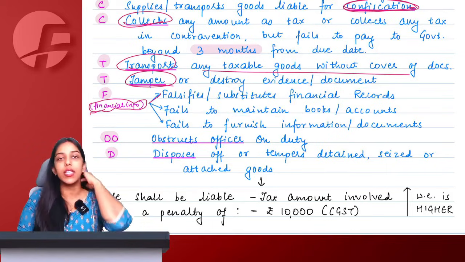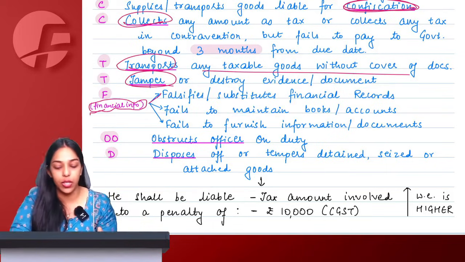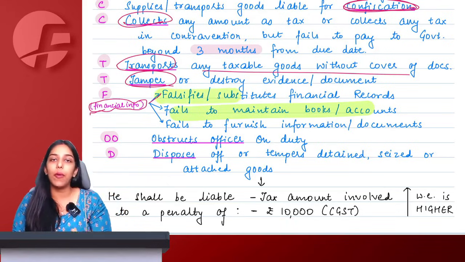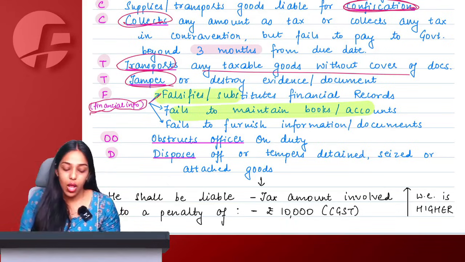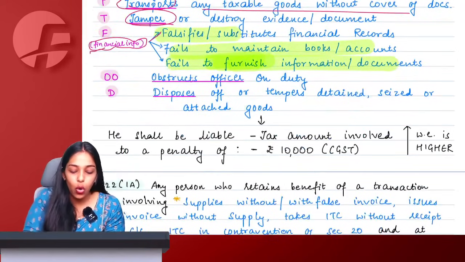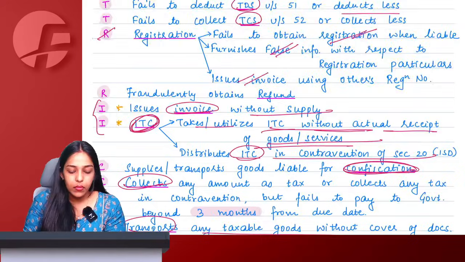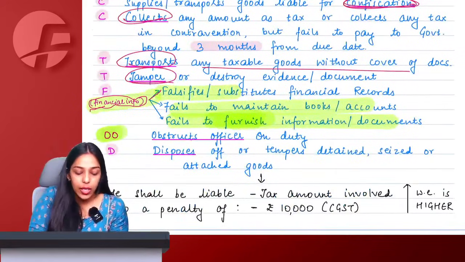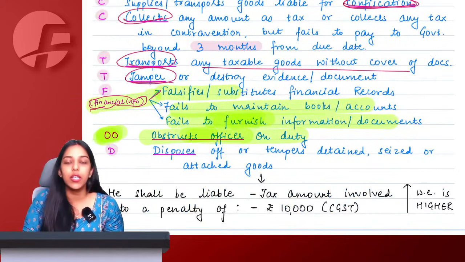Point number 1, we are saying you are not maintaining accounts records only. You are maintaining, but they are false. And third point, you are maintaining, they may be true also, but you are not furnishing them when the officer is asking from you. Then OO, food. So after strict we had food. So F for financial information. Then OO is obstructing officer on duty.